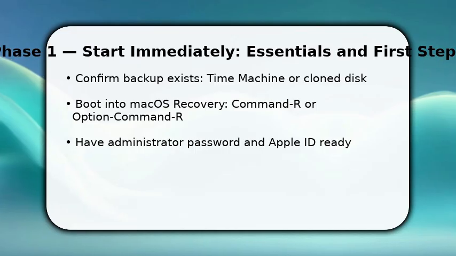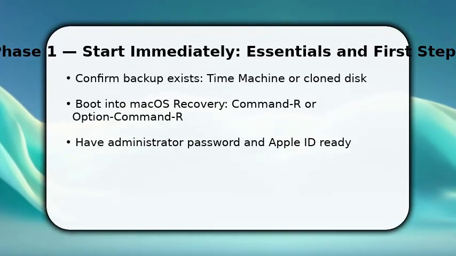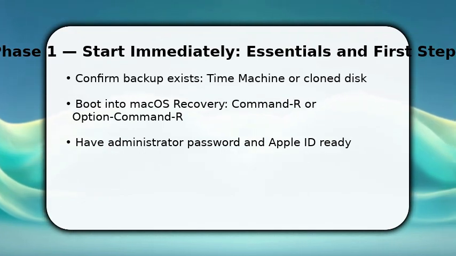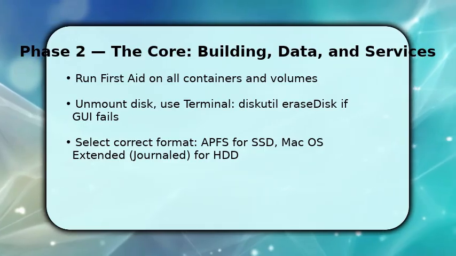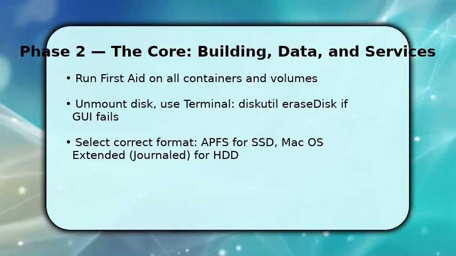You will open Disk Utility immediately. This gives you access to First Aid and Erase options. You're starting the process now, no extra setup, so proceed to verify the disk in Disk Utility. Once in Disk Utility, run First Aid on the physical disk, each container, and every volume to fix directory errors.